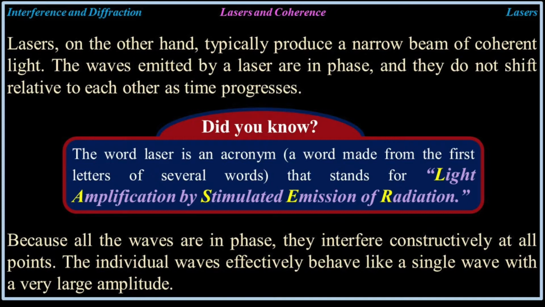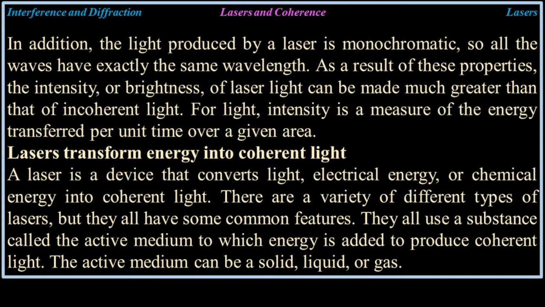Because all the waves are in phase, they interfere constructively at all points. The individual waves effectively behave like a single wave with a very large amplitude. In addition, the light produced by a laser is monochromatic, so all the waves have exactly the same wavelength. As a result of these properties, the intensity, or brightness, of laser light can be made much greater than that of incoherent light. For light, intensity is a measure of the energy transferred per unit time over a given area.